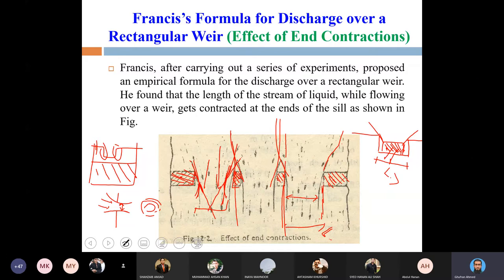So this contraction was actually identified, or you can say calculated, by Francis, and he conducted many experiments, and after experiments he proposed some formula for considering the effect of end contractions. Okay, Francis, after carrying out a series of experiments, proposed an empirical formula for a discharge over a rectangular weir. He found that the length of the stream of the liquid while flowing over the weir gets contracted at the end of the sill, as shown in figure.